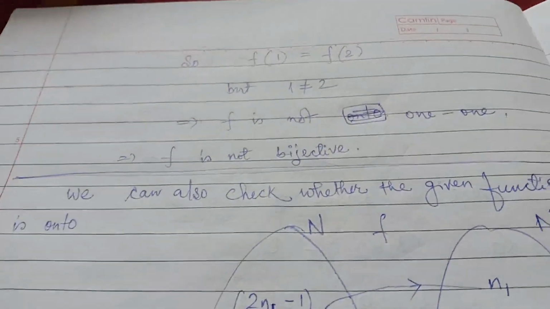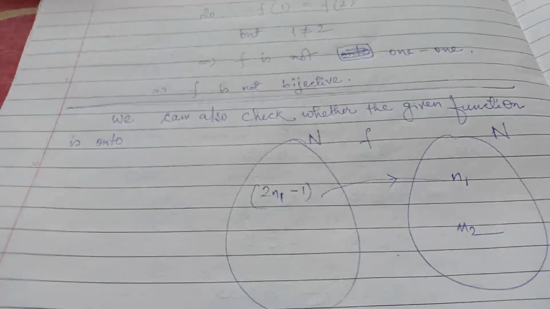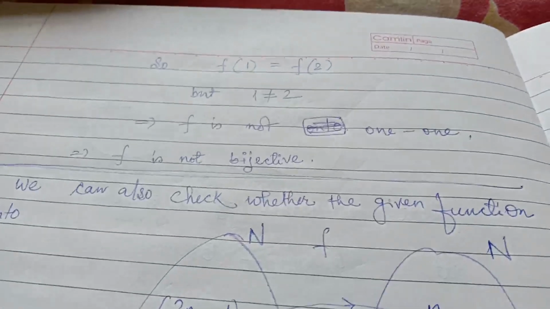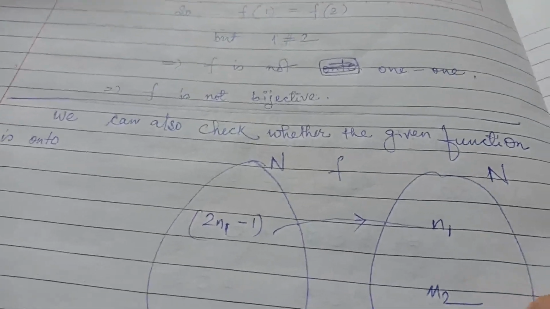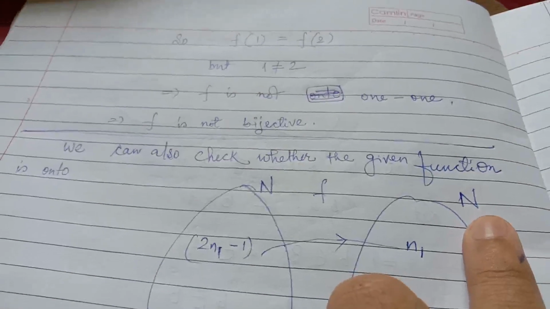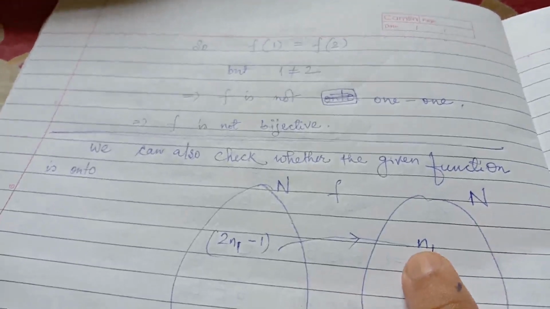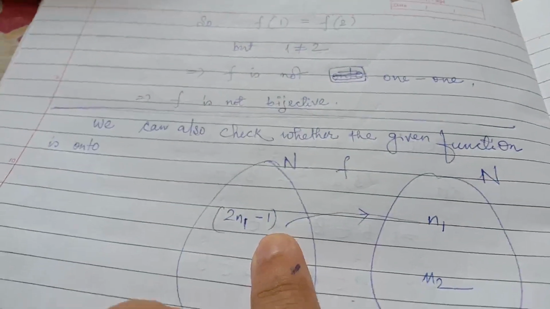Now let us check whether the given function is onto or not. We have proved the function is not 1-1. Let us check whether the given function is onto or not. For that, let us take an element n1 in the codomain. Now n1 is a natural number, so 2n1 minus 1 is also a natural number.